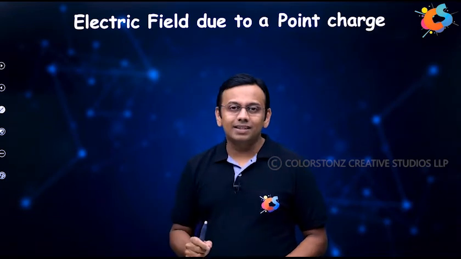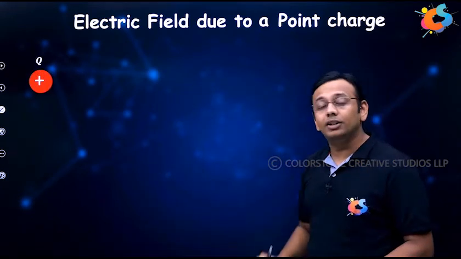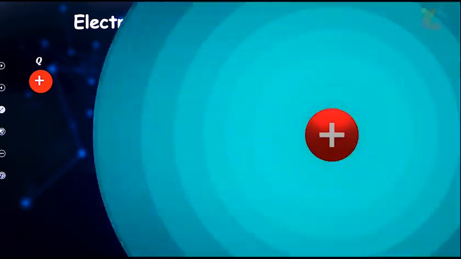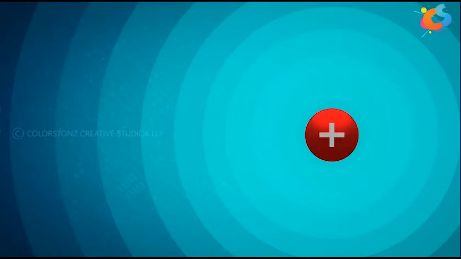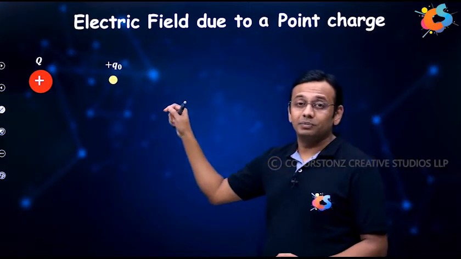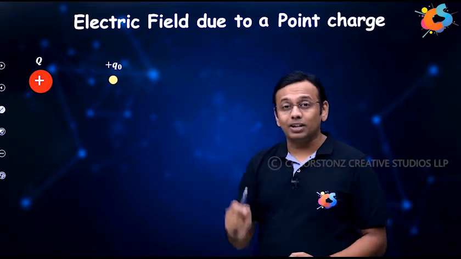So let us consider a point charge capital Q here. Now we have already explained that any charge creates an influence around itself, which is what we call the electric field. And when in this electric field any charge enters, then it experiences an electrostatic force. So suppose that there is a test charge kept here. The test charge is represented by Q naught.